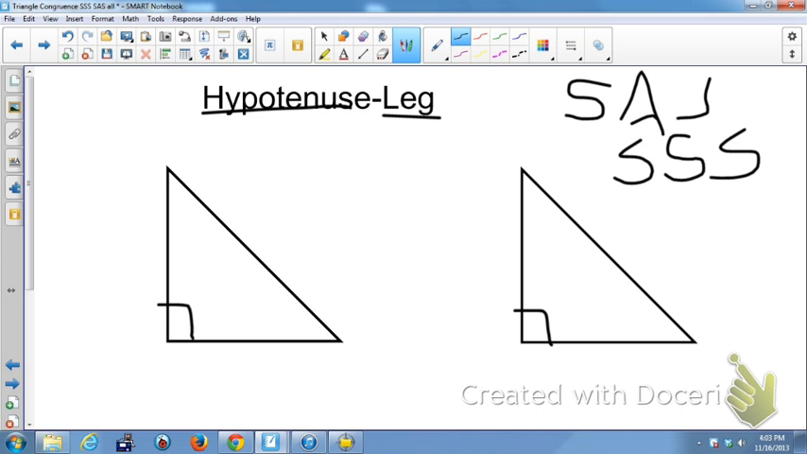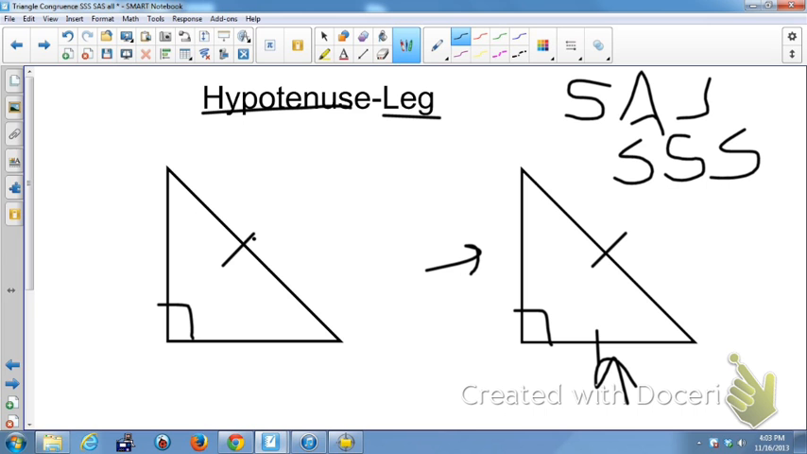Alright, so this only works for those triangles that we know have a 90 degrees. Not the ones that look like it, but the ones that they tell us or have that little box there in that corner. Alright, so as long as we know that the hypotenuse is congruent to this hypotenuse and any of the legs. Now we can choose this one or this one. It doesn't have to be one or the other.